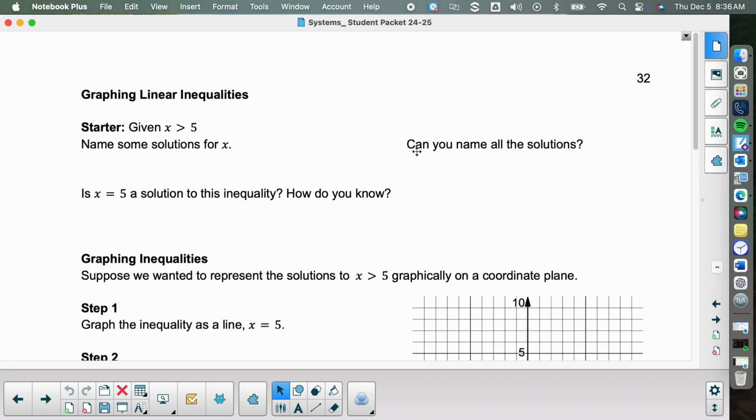Can you name every answer to this issue? No, because there's an infinite number of numbers that are bigger than 5. You can't name every single number. Even if I just told you to name every number between 5 and 6, you wouldn't be able to name all of them because you could always just keep giving me smaller and different fractions. There's an infinite number of numbers. So, no, you can't name all of them.